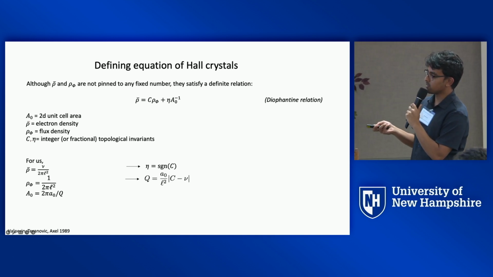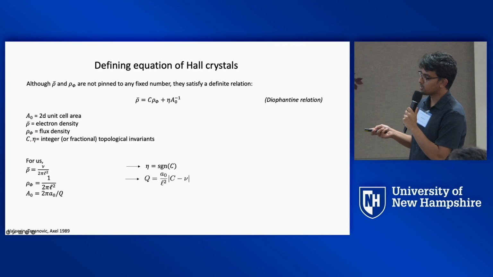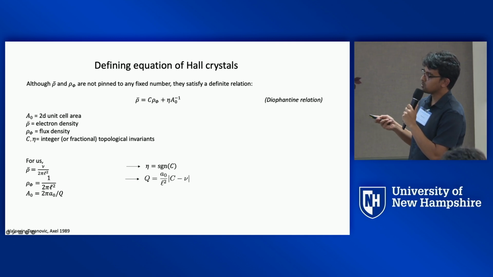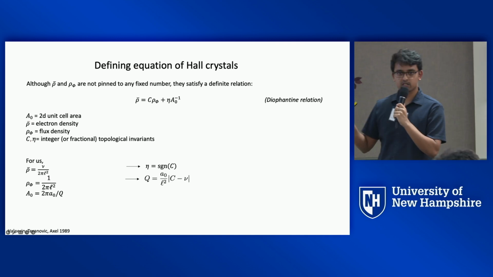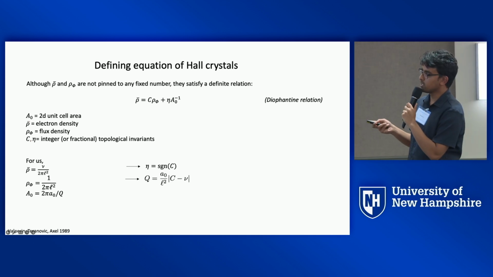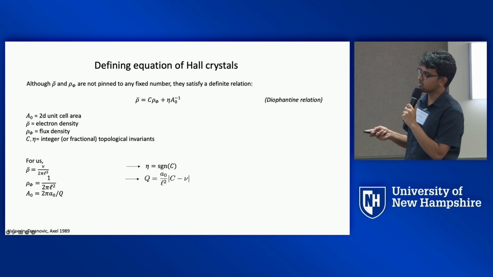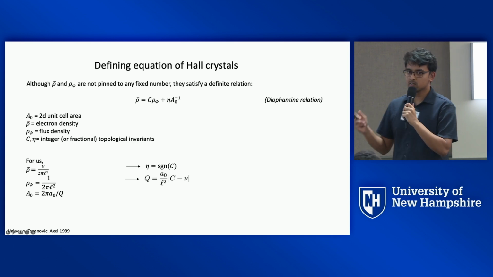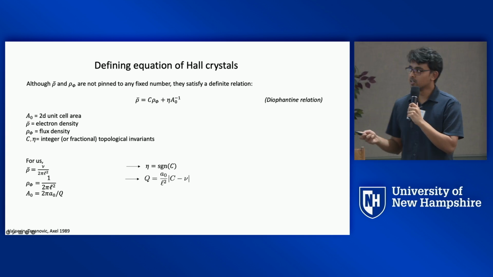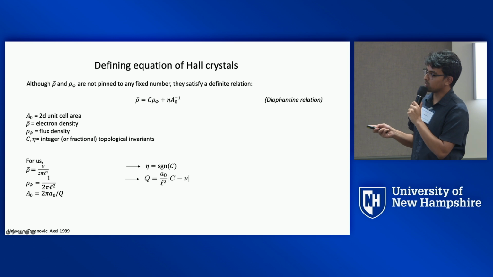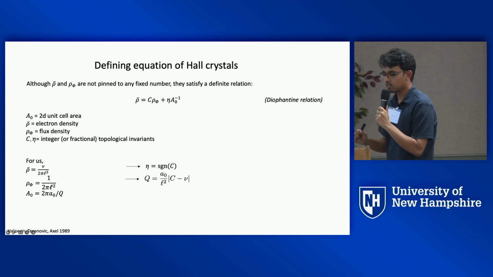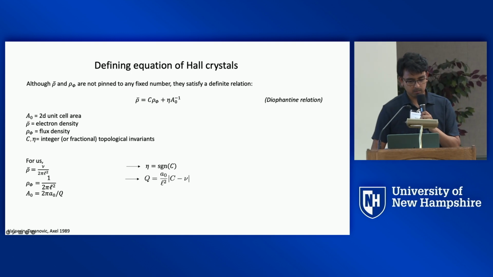I just want to point out that there is an analytical derivation of the wave vector, which relates it to perhaps a fundamental equation of Hall crystals, known as a Diophantine relation, which relates all the relevant quantities: the electron density, the flux density, the Chern number, another invariant called eta, and the area of the unit cell. These are all continuously varying, but they satisfy a definite relation given here. And you can use this relation to back out the Chern number and the wave vector. It's all pretty tightly constrained, but each phase has its own set of parameters.